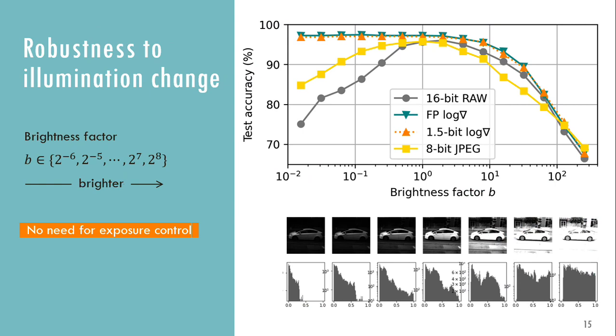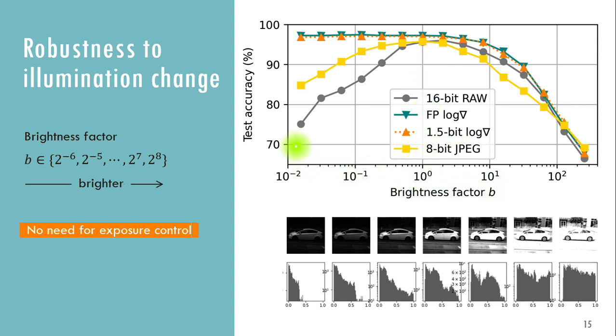Here is also to validate our argument that we have illumination invariance. So all the neural networks are trained at the baseline. The brightness factor of the training set is 1, and then we vary the brightness factor of the test set. So we can see it in 2 directions.